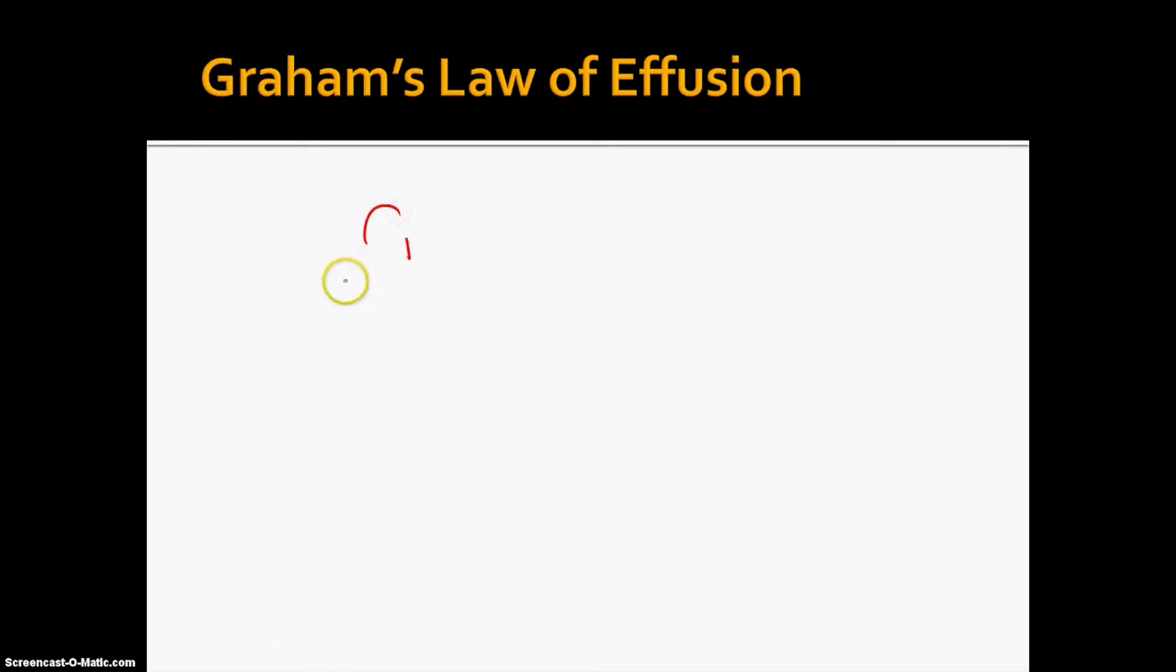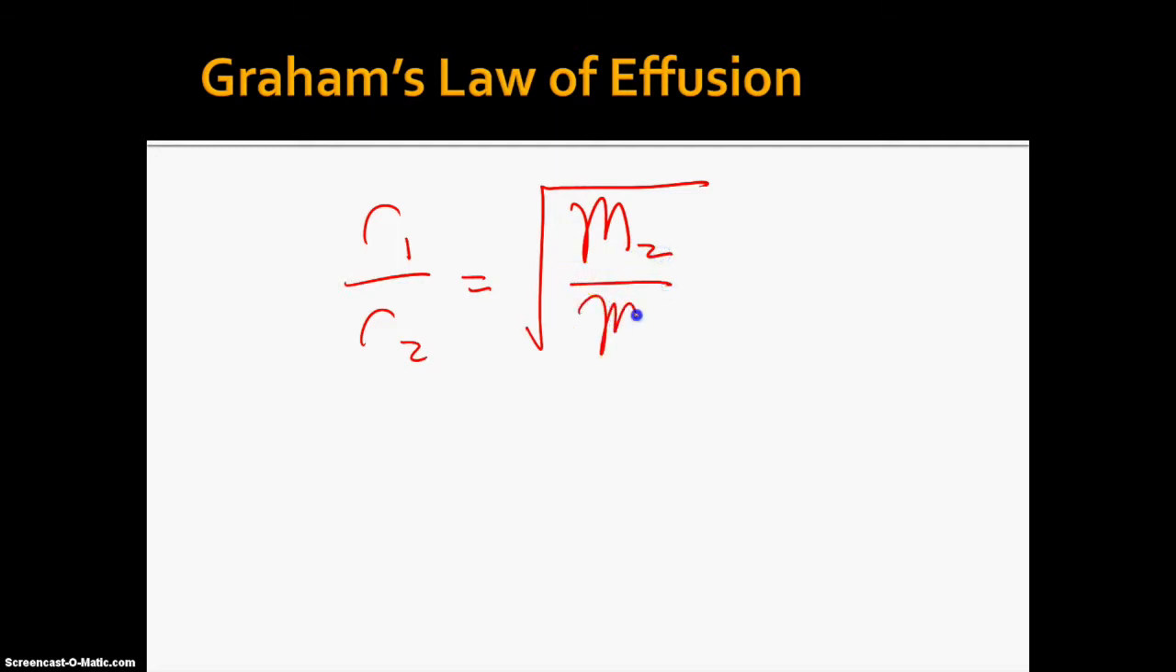It is R1 over R2 equals the square root of molar mass of 2 over molar mass of 1. So we see the inverse relationship of 1 up here and molar mass of 1 down here. So always remember the inverse relationship, and you'll be able to memorize this equation fairly easily.